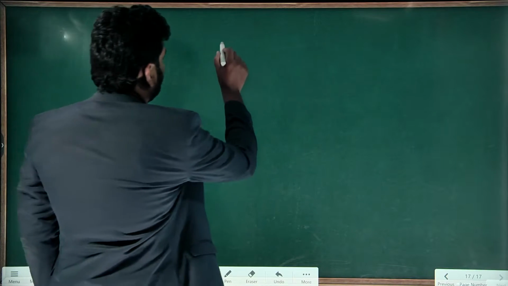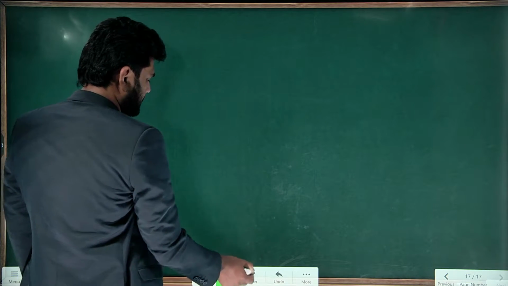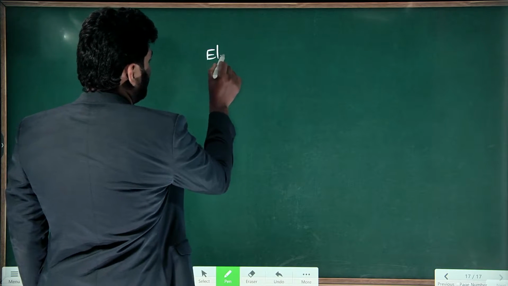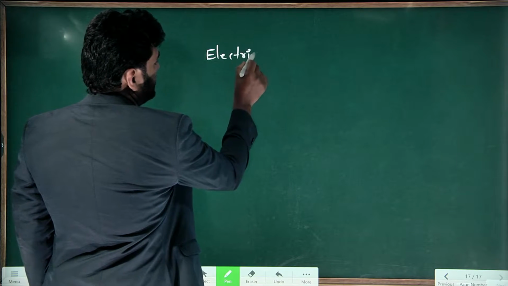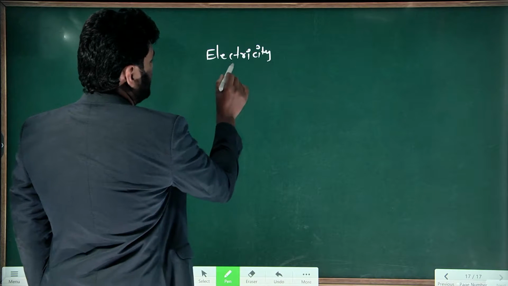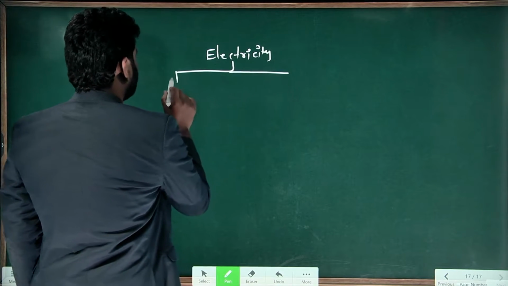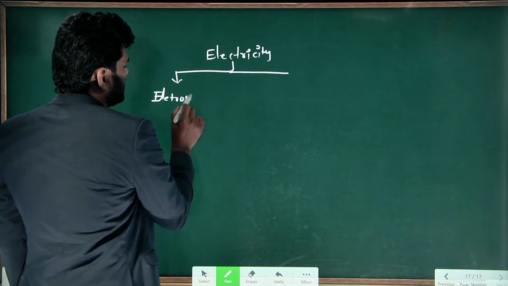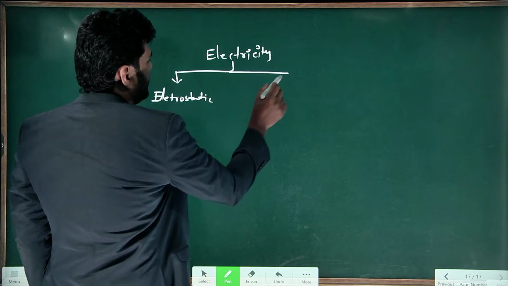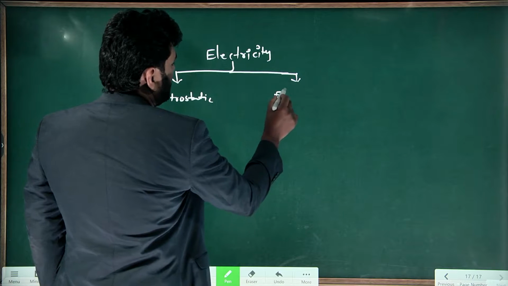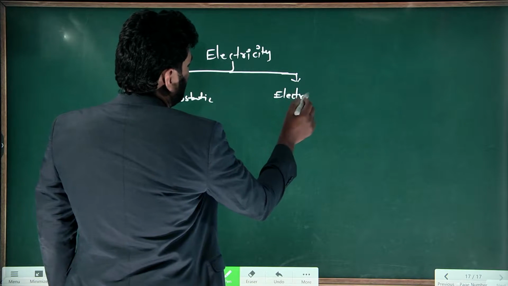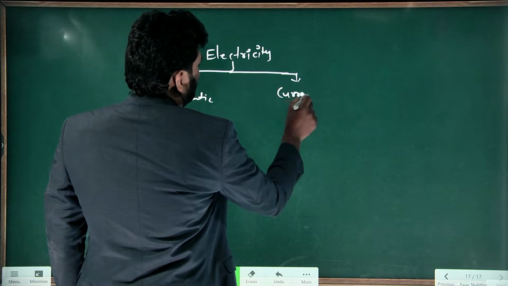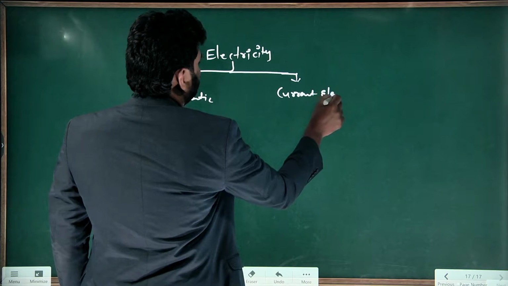Actually, we are talking about electricity. Understand? Electricity. In that, electricity has two parts. One is electrostatics, and one is current electricity.